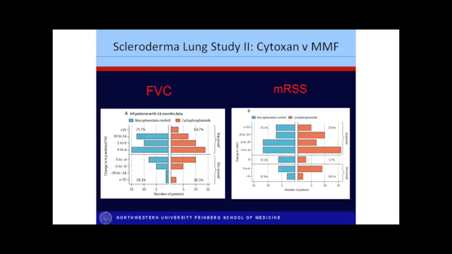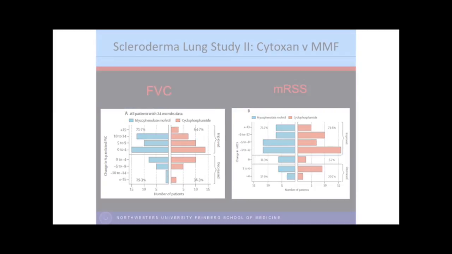So the patients on the top half were responders. So 71.7, so 72% of patients had a response to mycophenolate. About 65% had a response to Cytoxan. That statistically wasn't different. And there were 30%, about a third in each group, which had no response.